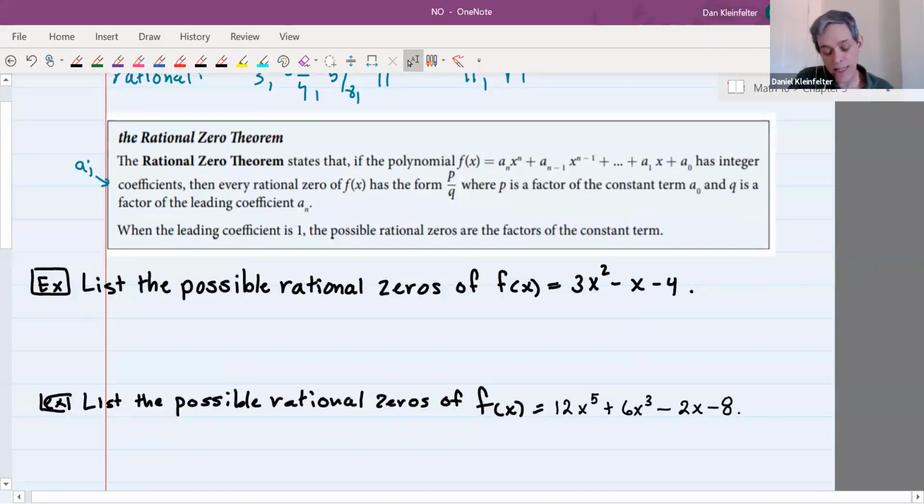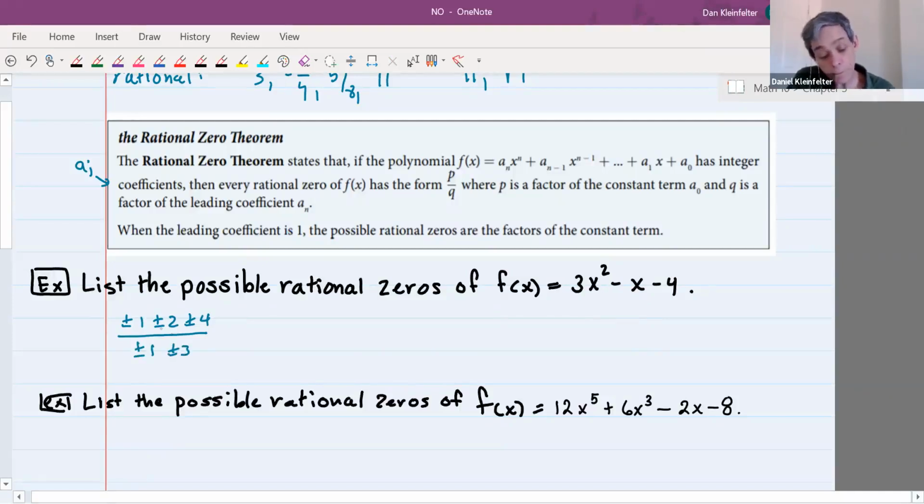Let's say we wanted to know the possible rational zeros of 3x squared minus x minus 4. They're all going to be fractions, and the possible numerators would be factors of 4. So what are all the factors of 4? Plus and minus 1, plus and minus 2, plus or minus 4. For denominators, factors of 3. 3 is prime, luckily for us, so its factors are only plus and minus 1, plus and minus 3.